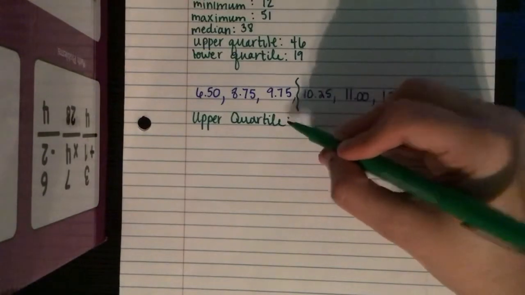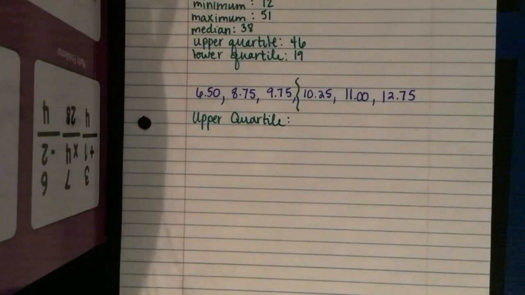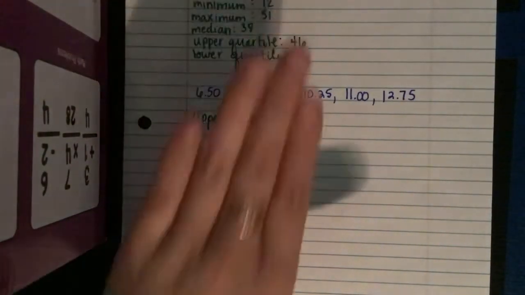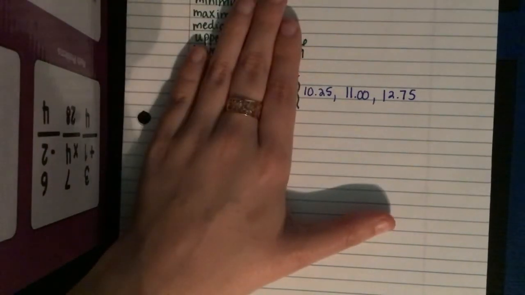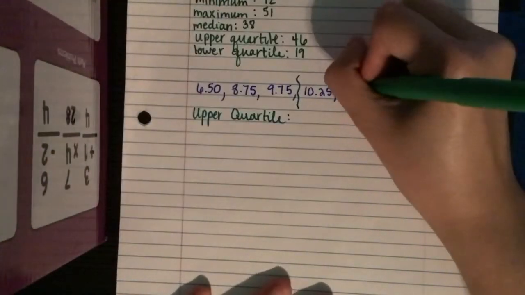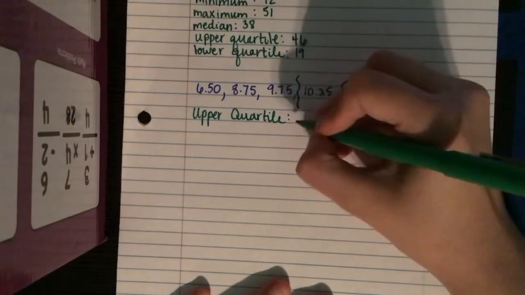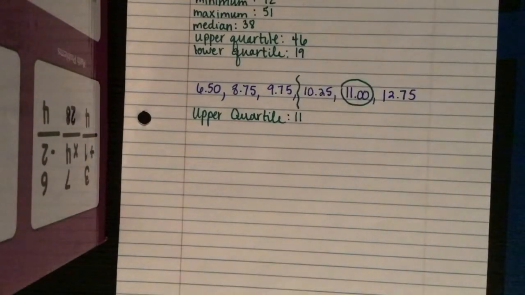So then we want to know the median of the upper quartile. So that means I'm focusing on the right side. And the median would be 11 because it's right in the middle.